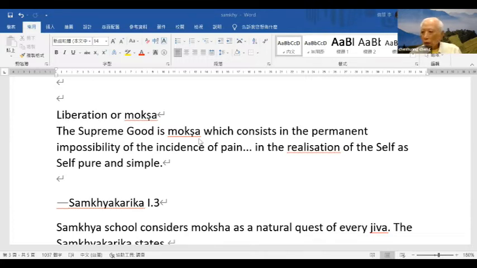The Indian people always seek liberation. The supreme good is moksha, which consists in the permanent impossibility of the instance of pain, in the realization of the self as the self pure and simple. It is a quote from the Samkhya Karika. Karika means commentary or sastra, or we may call it explanation. Samkhya Karika means Samkhya Sastra or Samkhya commentary.